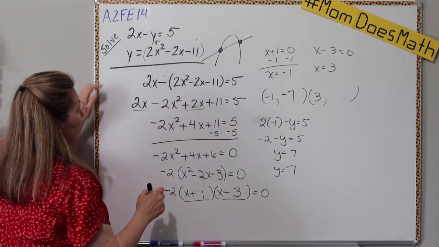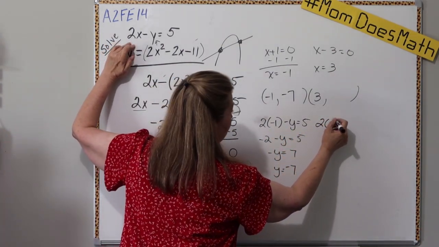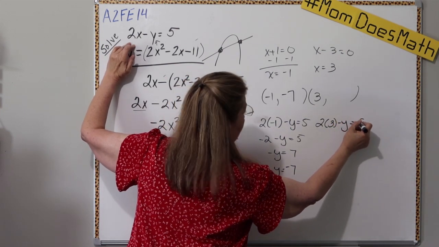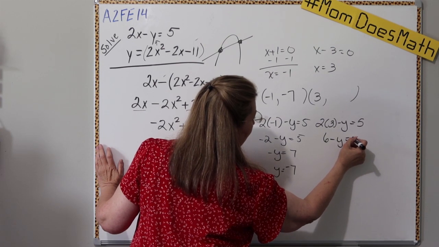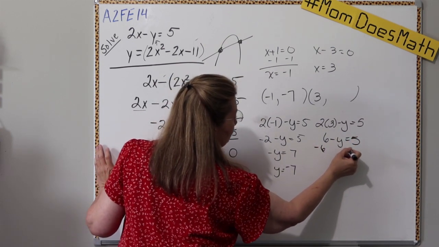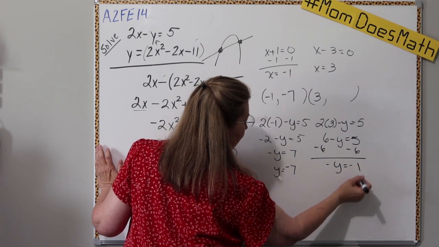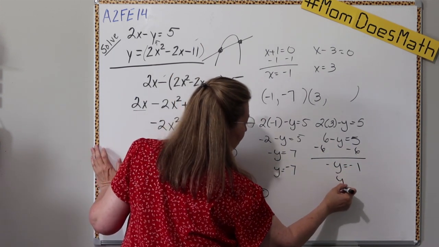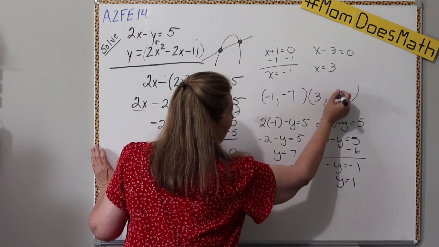Now we're going to do the same thing with the 3. Same equation. I can put 2 times 3 minus y equals 5. 6 minus y equals 5. Subtract 6 from each side. I get negative y is equal to negative 1. Multiply all the way through by negative 1 to get rid of the negative in front of your variable. And y is equal to 1.